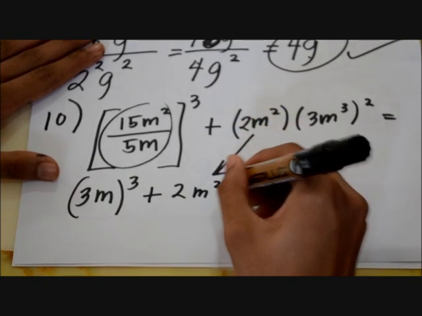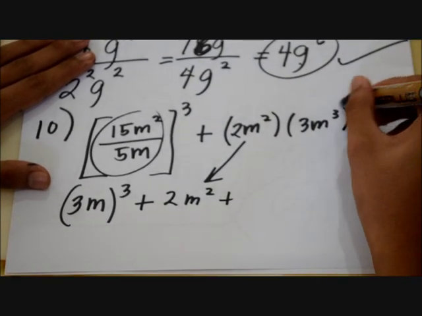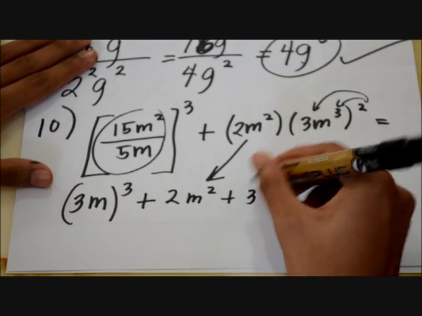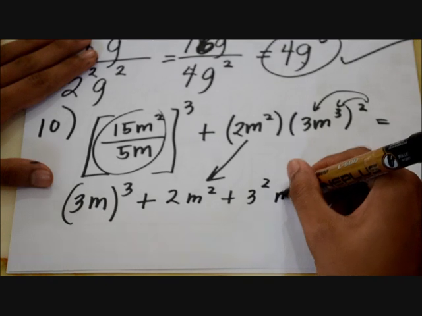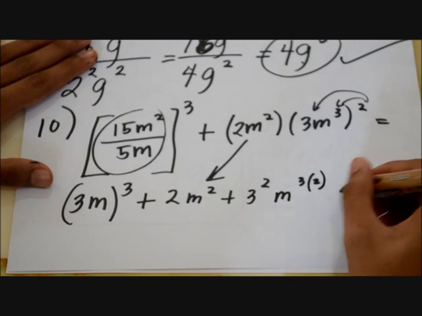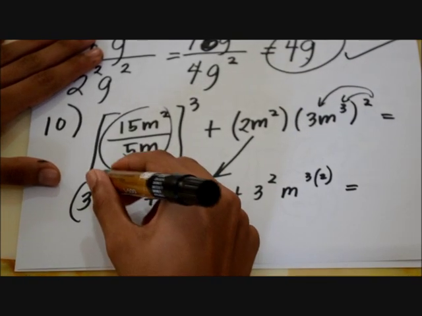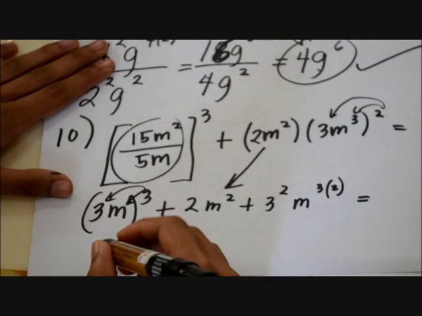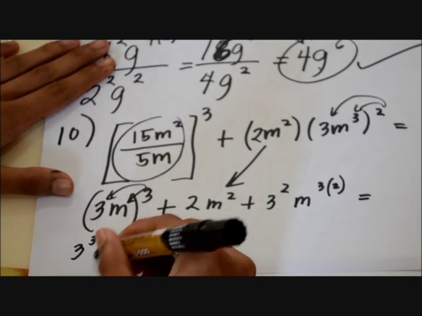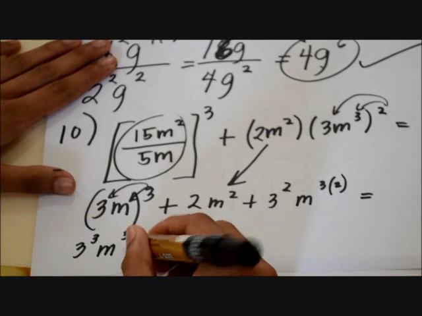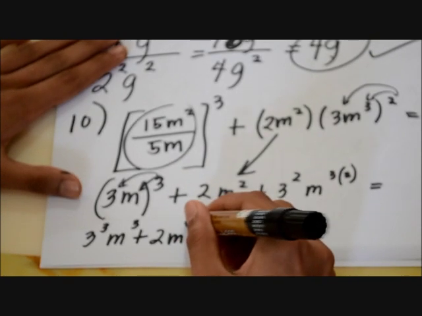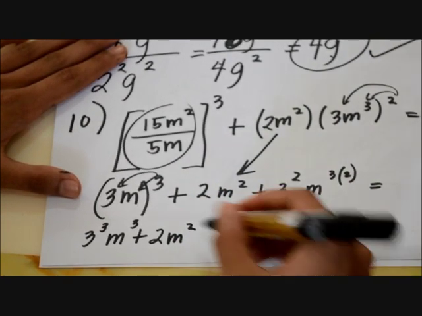Plus 2 meters raised to the power of 2 plus, so we're going to distribute the exponent. So that's going to be 3 squared meters cubed times 2. So we're going to do the same with the quantity of 3 meters raised to the power of 3. So that's going to be 3 cubed meters cubed plus 2 meters squared.